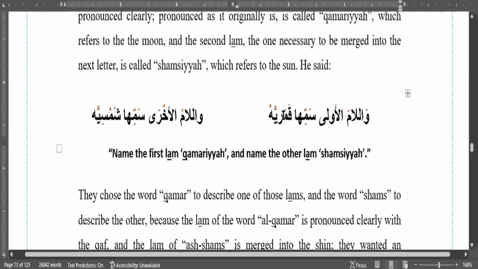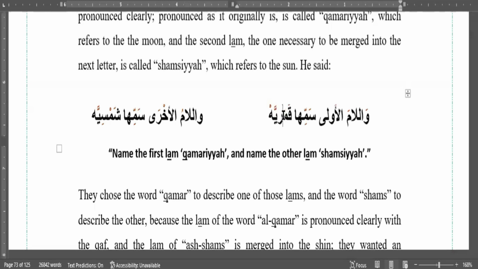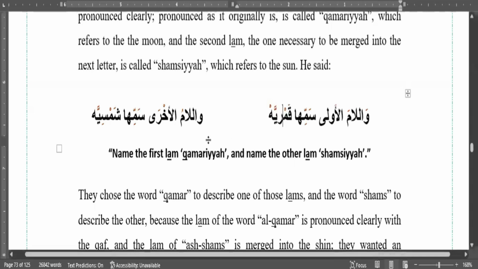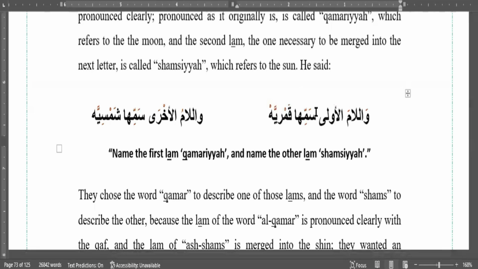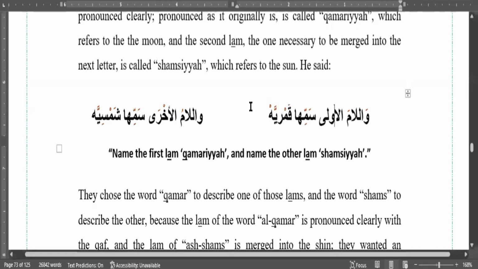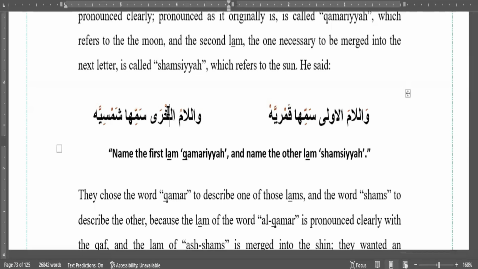Remove the fatha from that meem there. Qamariyah, to keep the beat. And also, we're going to remove this hamzatul qata' and hamzatul wasl. وَاللَّامَ الْأُولَى, وَاللَّامَ الْأُخْرَى. Let me actually grab my copy. Hold on. Bismillah.